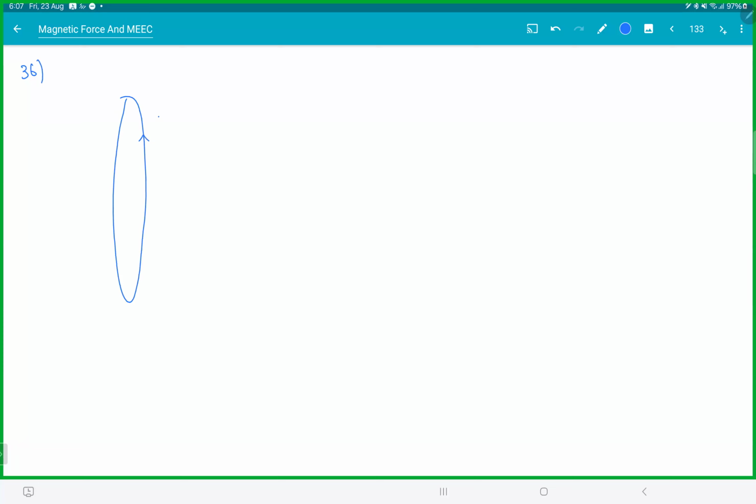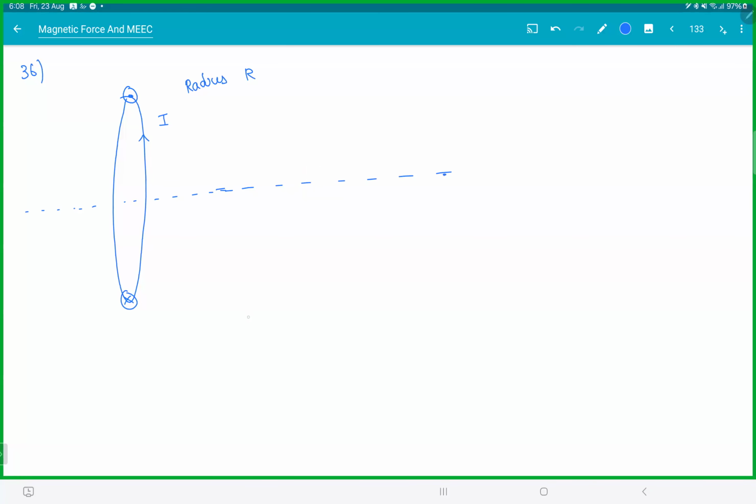We have a big loop here, current I, radius R. So at this point the current is coming out, and here the current is going down. In case you see it in another way, actually I can see it both ways at the same time, so it's confusing. So the current on the top is coming towards you, and at the bottom the current is going inside. So you can figure out the direction there.